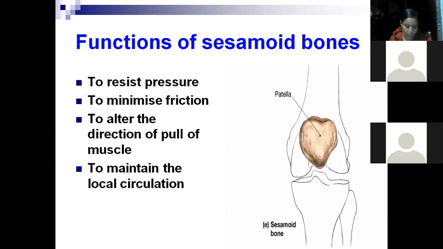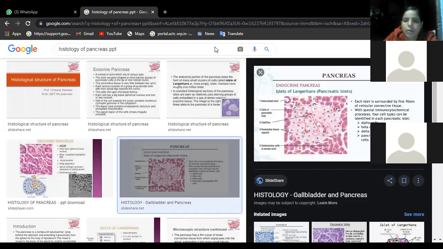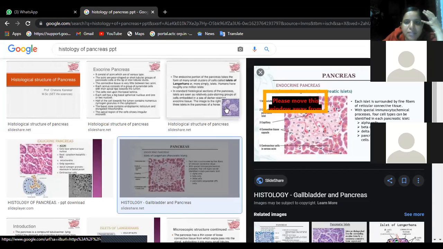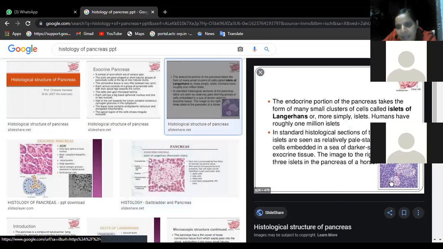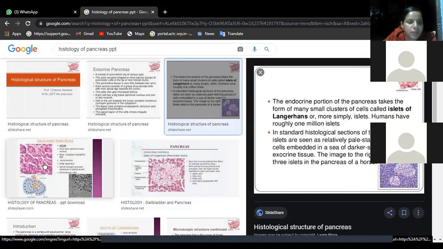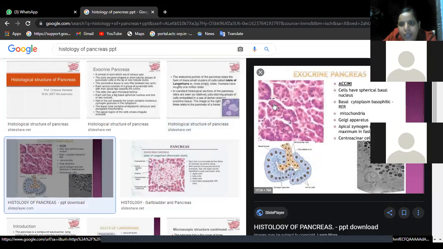After that, I'll show you the histology of pancreas. If you look into the pancreas slide, it is both an exocrine and endocrine gland. The exocrine part will have a lot of acini and the endocrine part will have islets of Langerhans. When you are drawing the exocrine part, you draw like this. These are all acini, acini, acini.